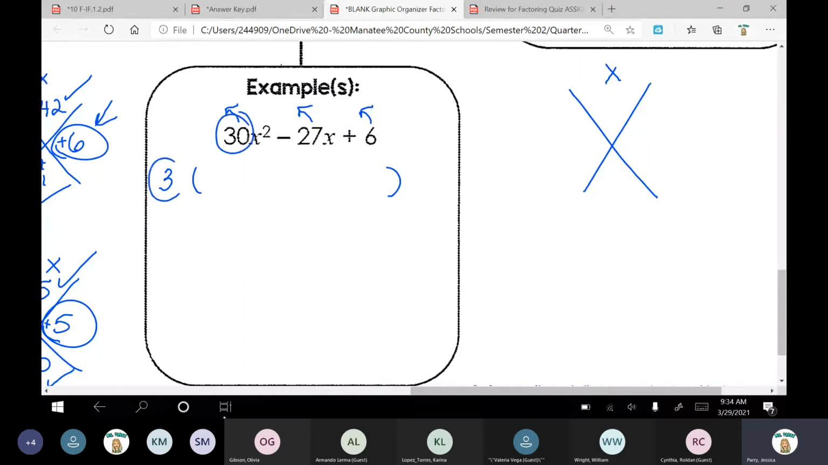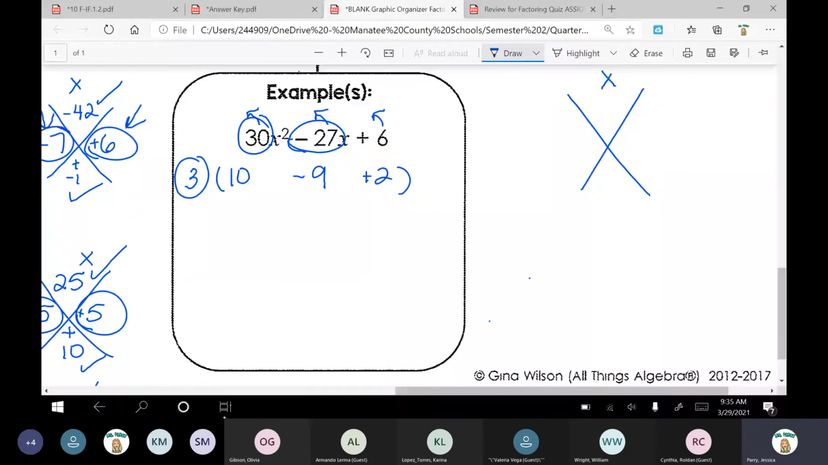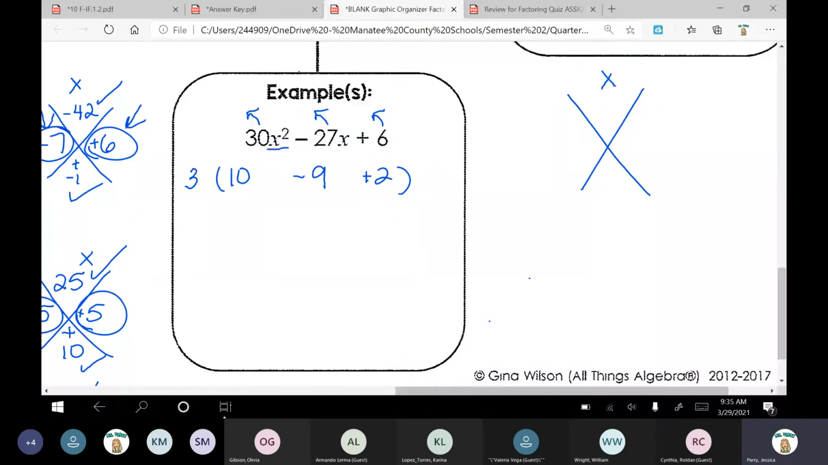30 divided by 3 is 10. Negative 27 divided by 3 is negative 9. And then 6 divided by 3 is positive 2. Okay, now let's look at our variables. We've got an x squared, x, no variables there. So just drag them down, x squared, x, and then we're good to go.